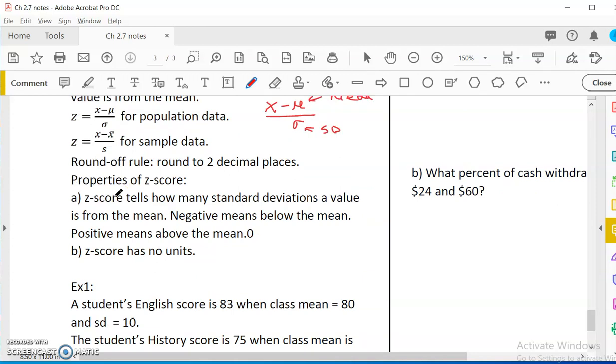So what is the round-off rule? The round-off rule traditionally is 2 decimal places. And remember, Z just tells you how many tick marks it is, so it has no units. Z-score tells how many standard deviations a value is from the mean. A negative Z-score means the x value is below the mean. A positive Z-score means the x is above the mean. And Z-score has no unit. It just tells you how many tick marks.